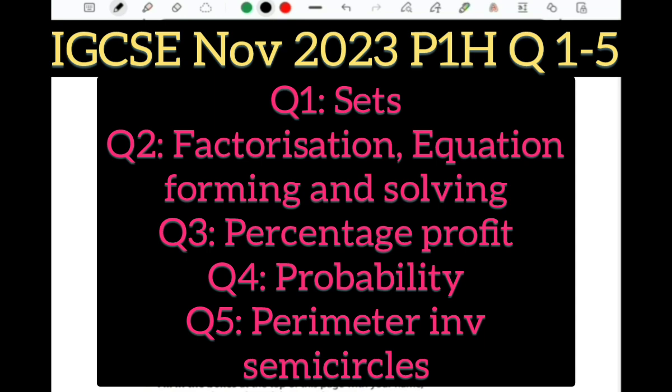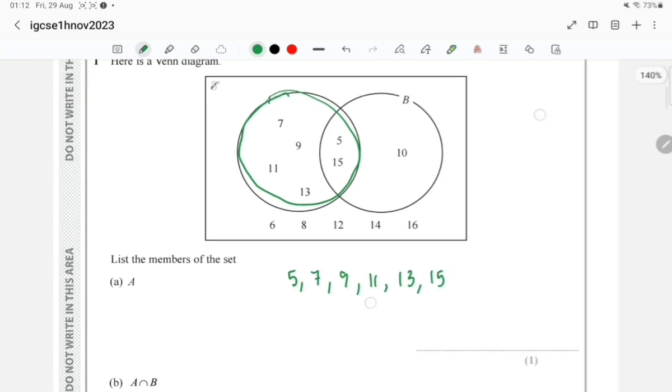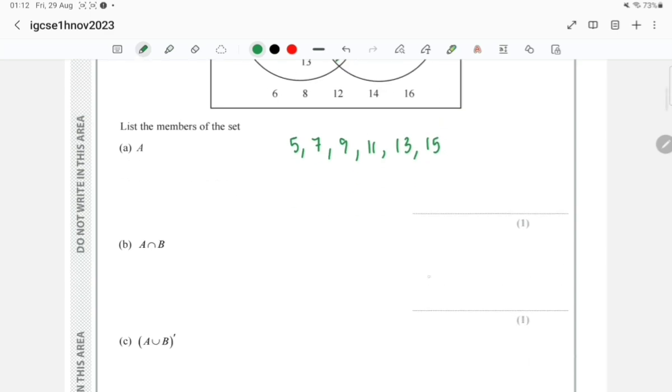Let's start question 1. Here is a Venn diagram. List the members of the set A. So this is set A. The elements in that are 5, 7, 9, 11, 13 and 15. Part B, A intersection B. A intersection B are those elements which are common to both A and B. So they would be 5 and 15.